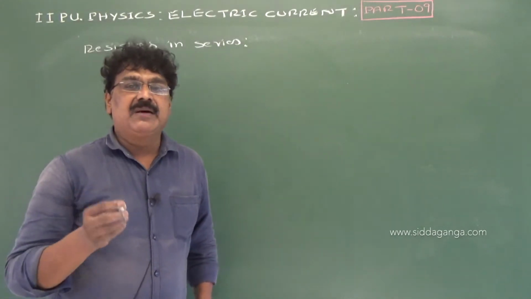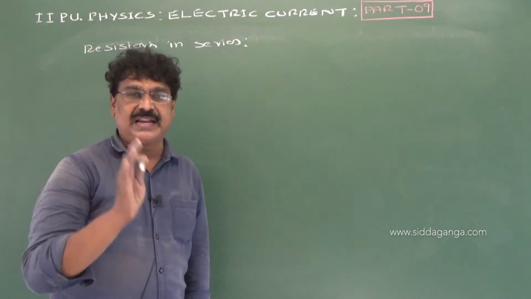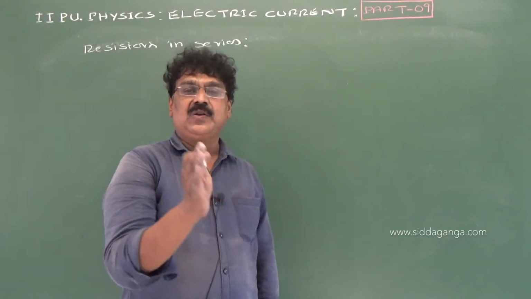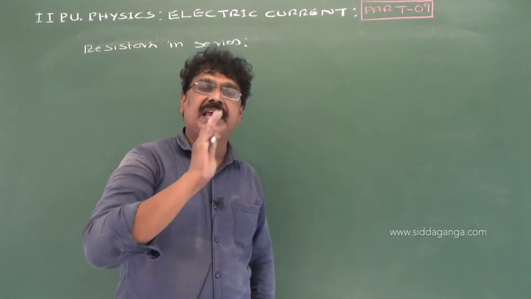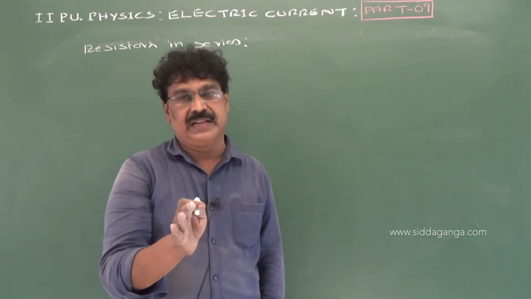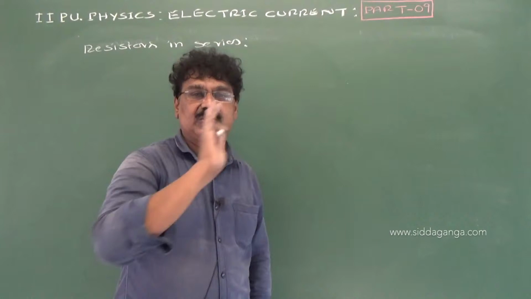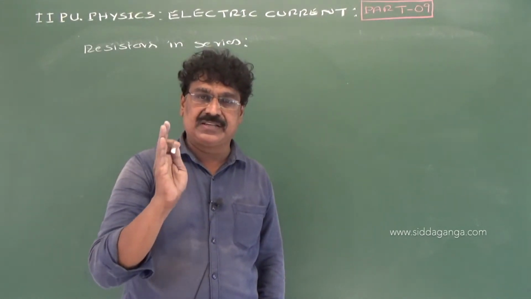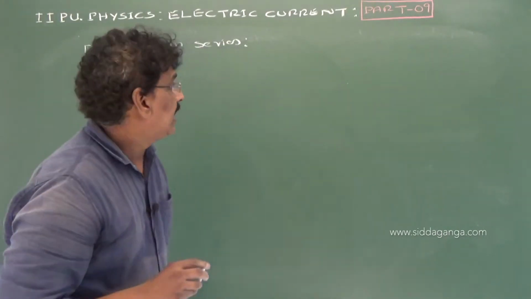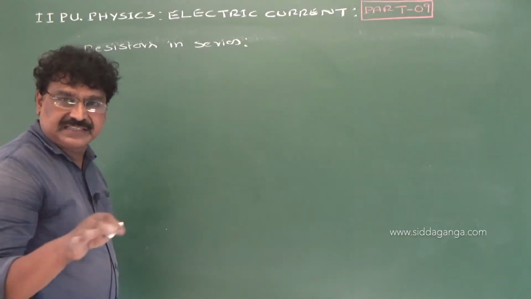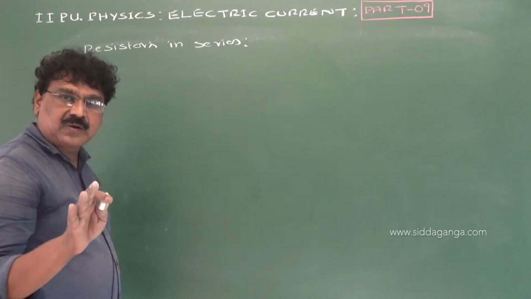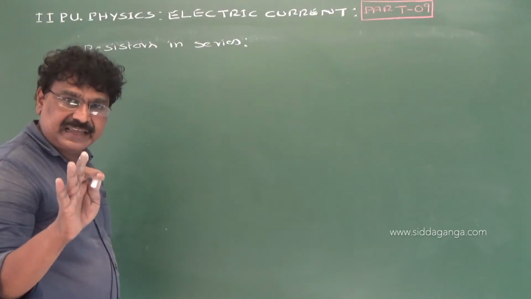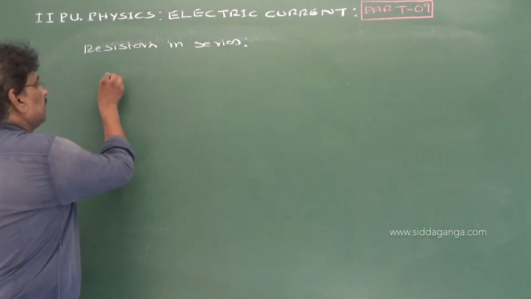Now, a number of resistors are said to be connected in series if they are connected end to end, so that on applying a potential difference across the combination, same current flows through each resistor, but potential difference across each resistor will be different, right? Now let us consider three resistors, R1, R2 and R3 of different values connected in series, right?